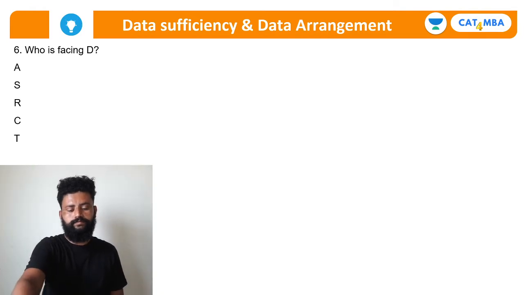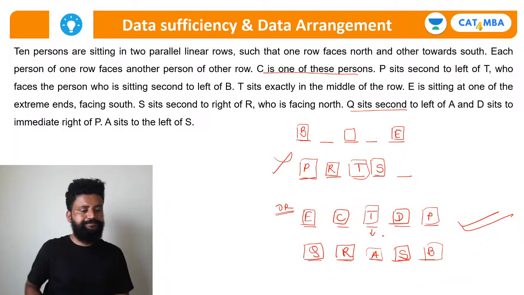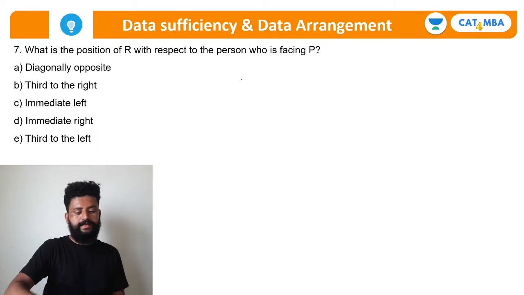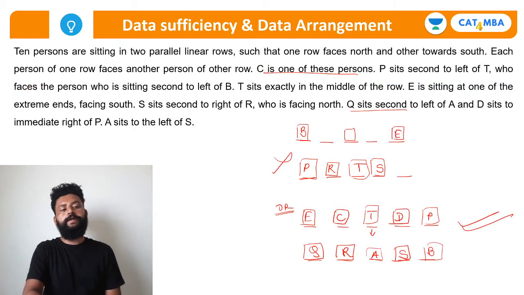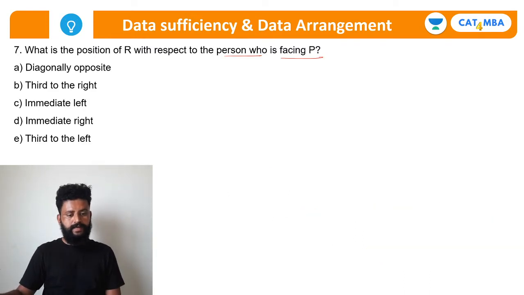Chalo, quickly start. Who is facing D? It's S. Then next one, what is the position of R with respect to the person who is facing P? The person facing P is B, and R's position with respect to B will be 1, 2, 3, third from the left. It's third.